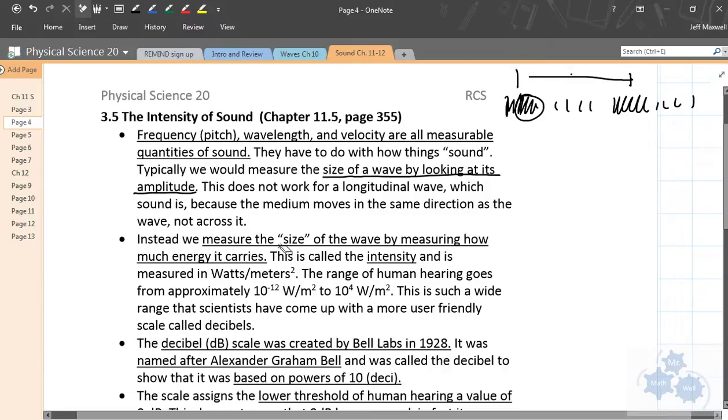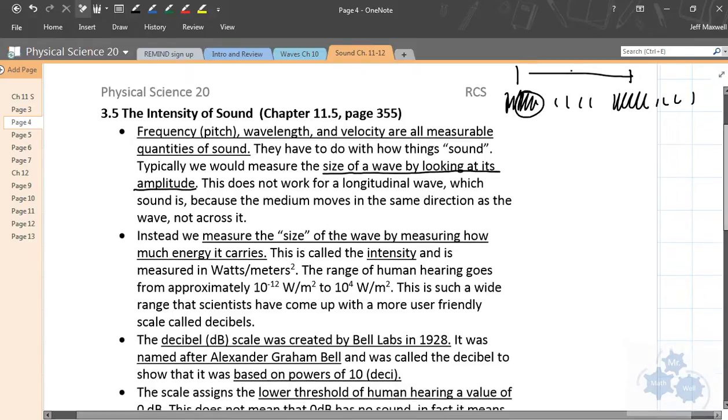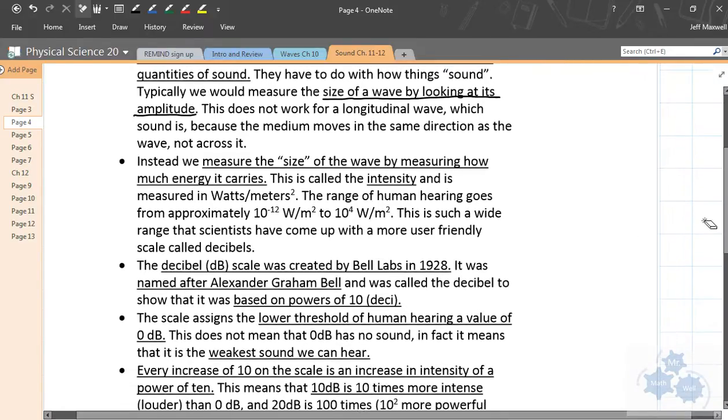Just a reminder, the parts that are underlined, you should be writing in your notes, right? Okay, I've tried to shrink this down for you to just some basic highlights here. How much energy it carries.